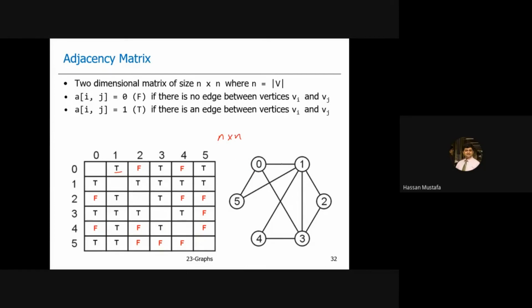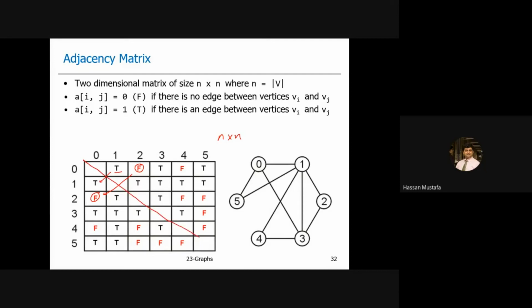And this is an undirected graph, which means there should be an edge between 1 and 0 as well. So we place a symmetric edge on this part as well. This t is for the edge between 1 and 0, and this t is for 0 and 1. Similarly, if I have a false here, I would also have a symmetric false on this point as well. If I do not have an edge between 0 and 2, then I also do not have an edge between 2 and 0.